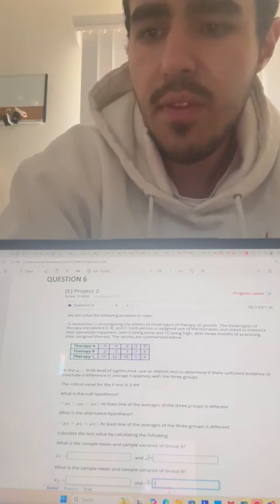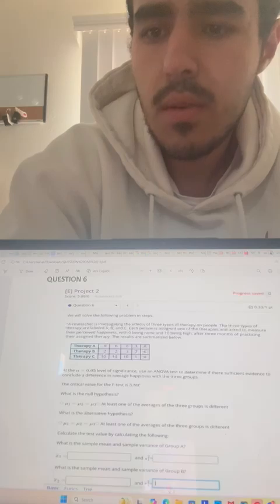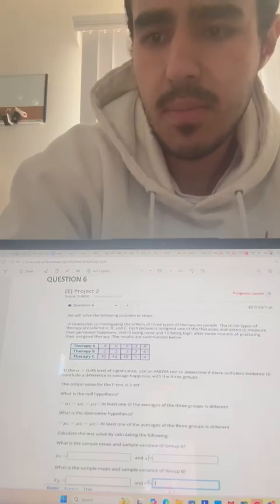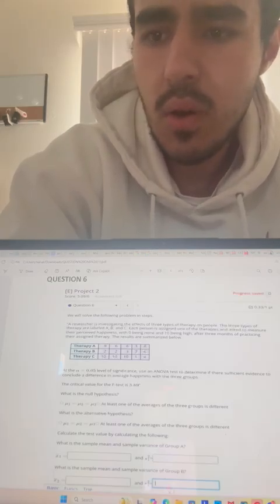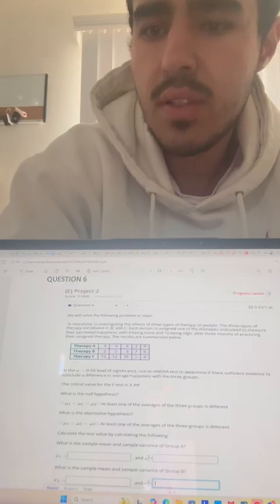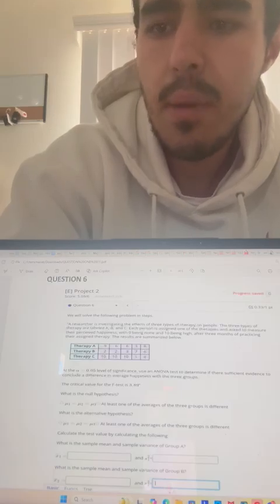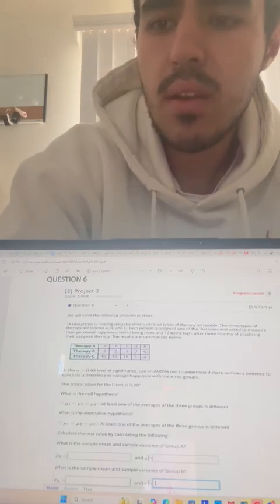With a critical F value of 3.89 and our test value being much smaller, we fail to reject the null hypothesis. The conclusion is that there is not sufficient evidence to suggest a difference in average happiness among the 3 therapy groups.